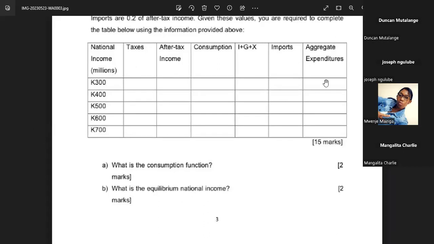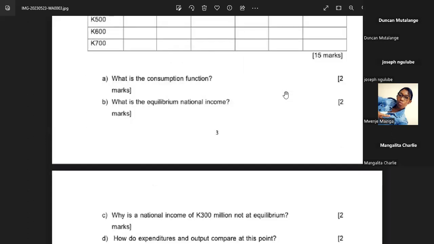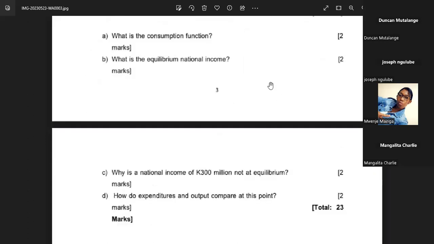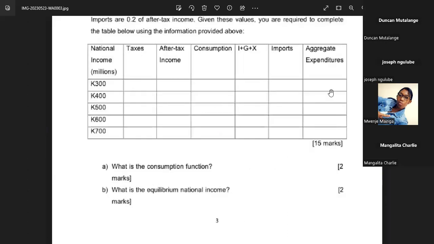Now, this question says, why is income of 300 not at equilibrium? So you say it's not at equilibrium because what have we found? 388, right? And then our income was 300. So you can see that they're different, isn't it? So this one is 300. Our aggregate expenditure is 388, right? So why is it not at equilibrium?